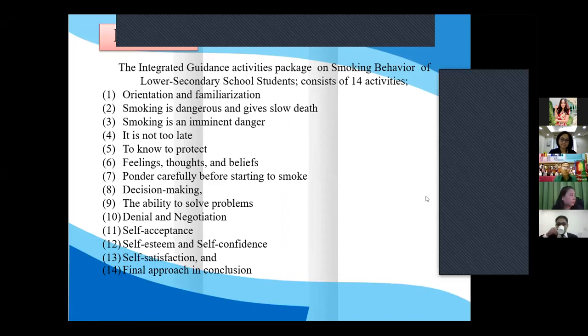Activity 1 is orientation. Activities 2, 3, 4 integrate motivation. Activities 5, 6, 7 integrate attitude. Activities 8, 9, 10 integrate self-control. Activities 11, 12, and 13 integrate self-esteem. I hope the secondary school students reduce and stop smoking.